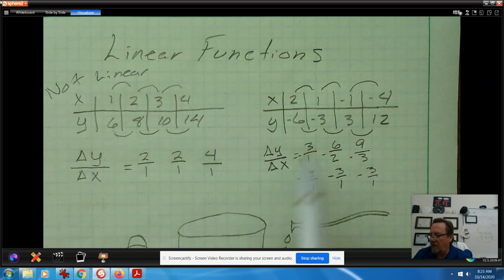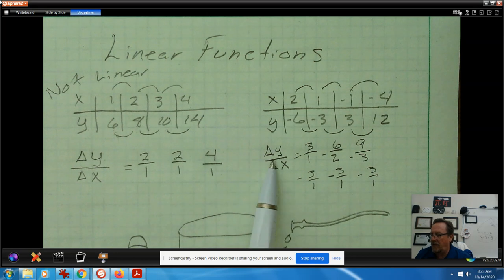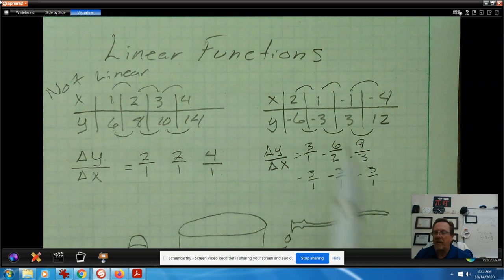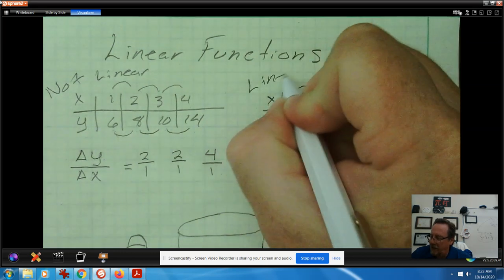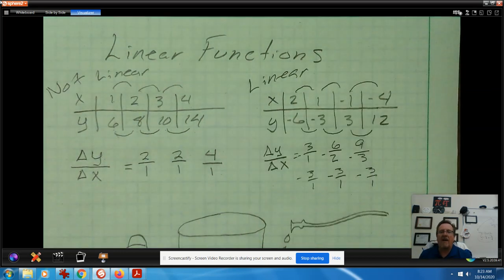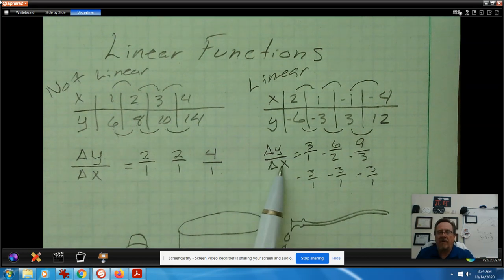So for this second one, notice that in reality, that change of y over the change in x is the same for all of my groupings here, okay? And when that's true, we can say that the function is linear. So we have this test to see if something's linear. I look at the change of y over the change in x for each pairing that I can do here.